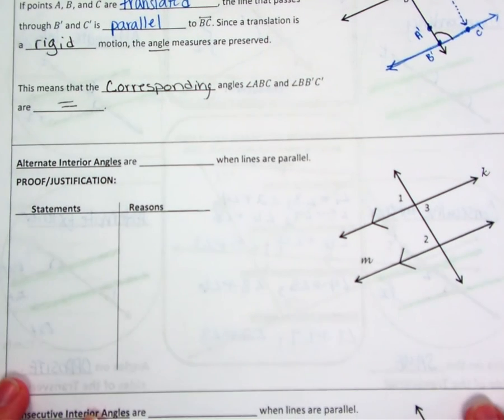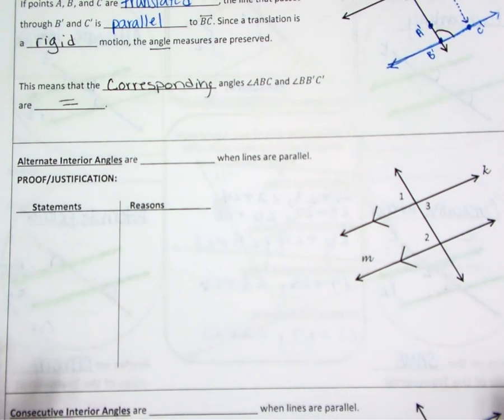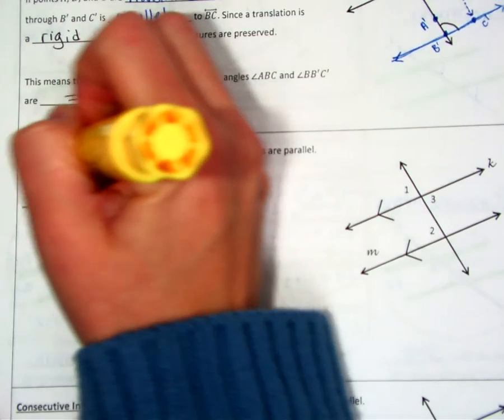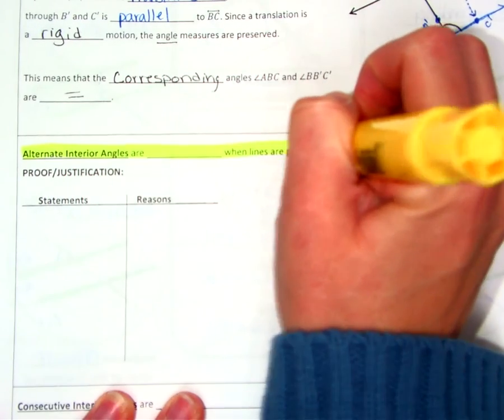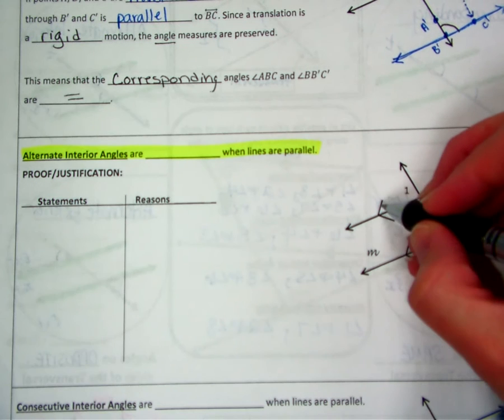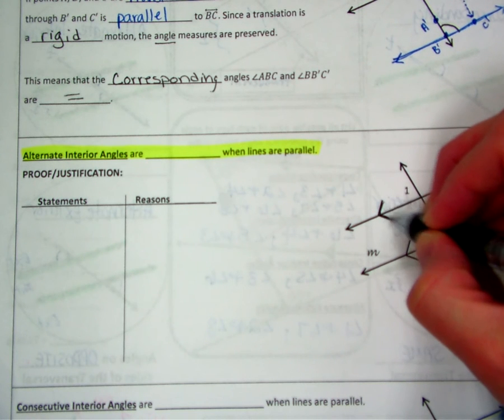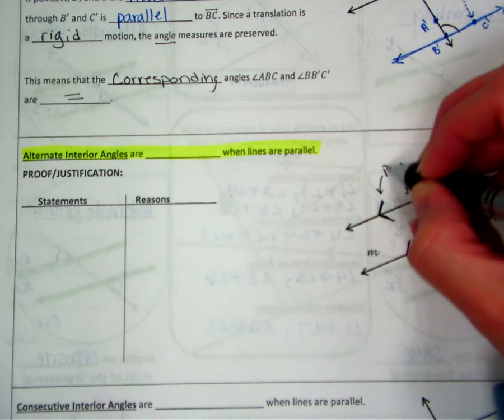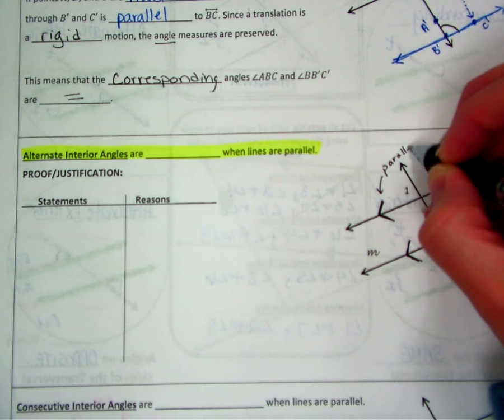Okay, so when we move forward to alternate interior angles, I'm about to make a statement about alternate interior angles. So alternate interior angles are what when lines are parallel? Okay, we're going to figure that out here. Okay, so this is a parallel marking, just so we're clear. This marking here means parallel.